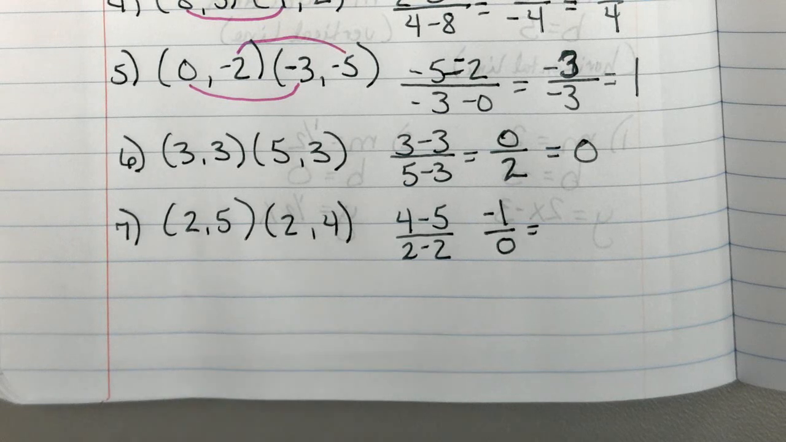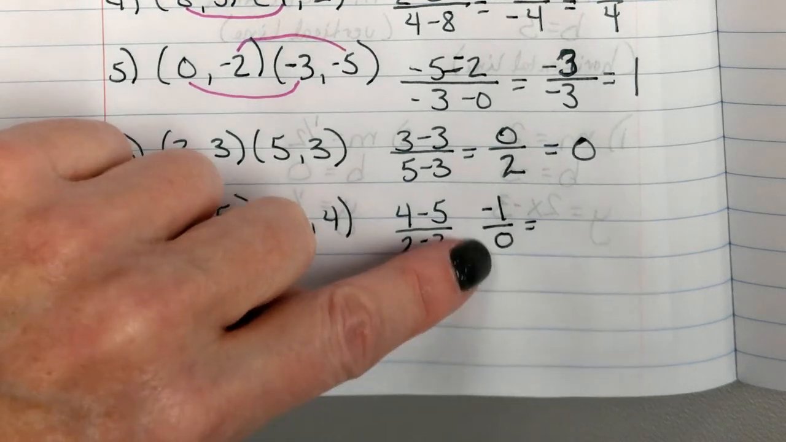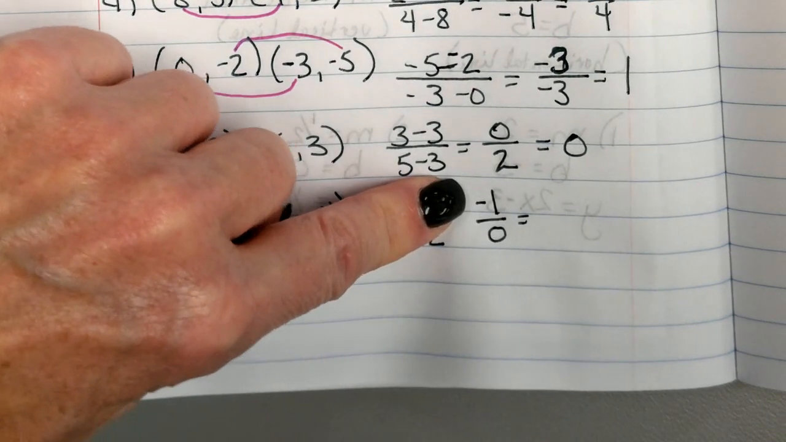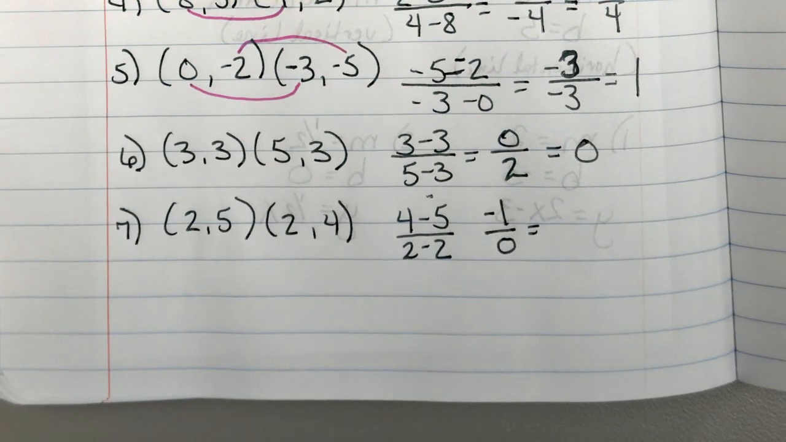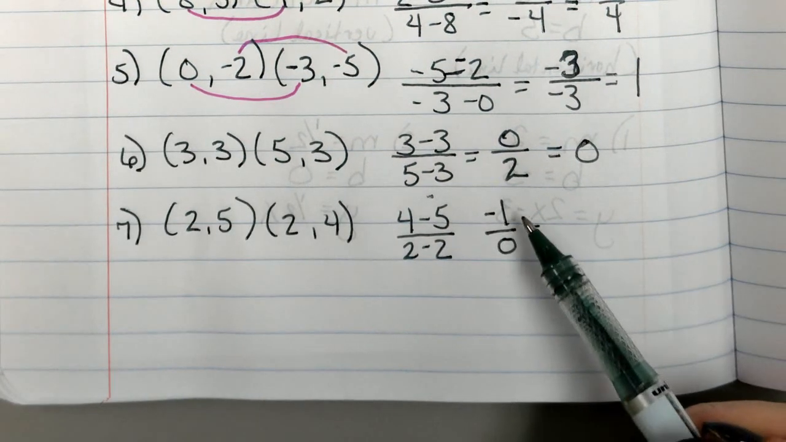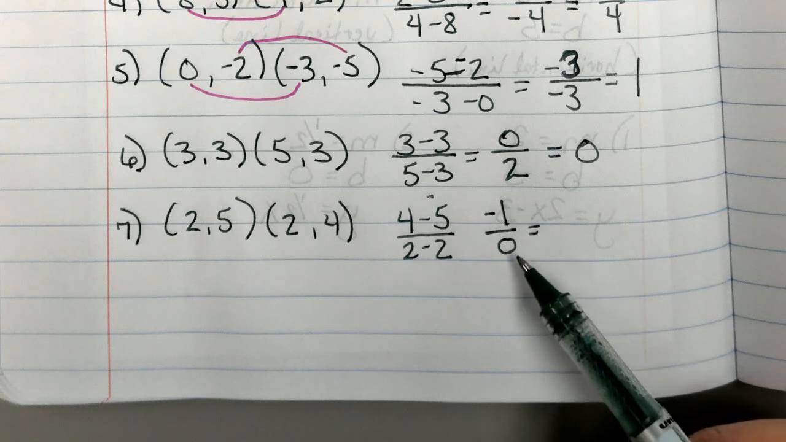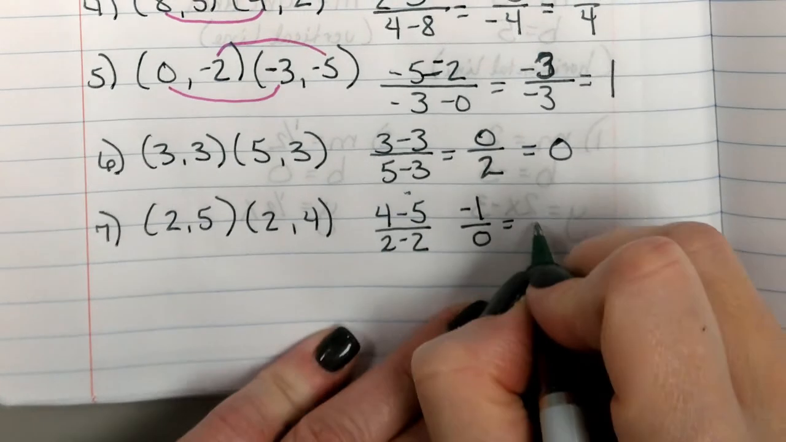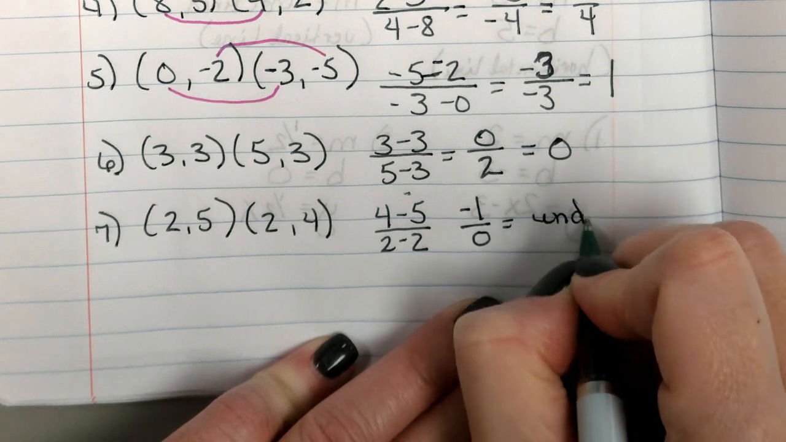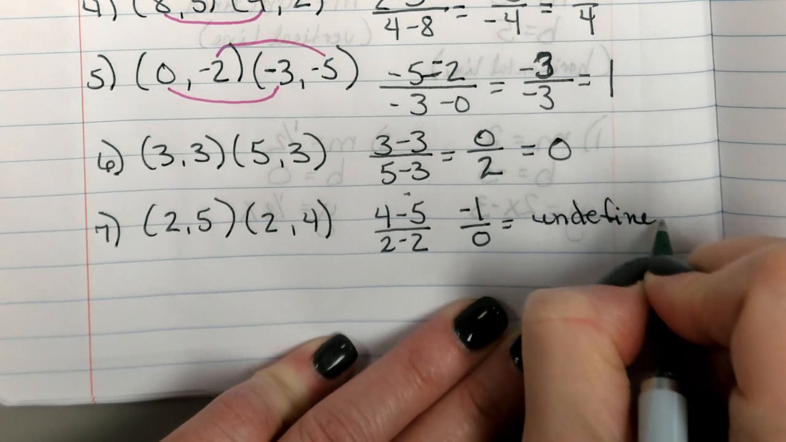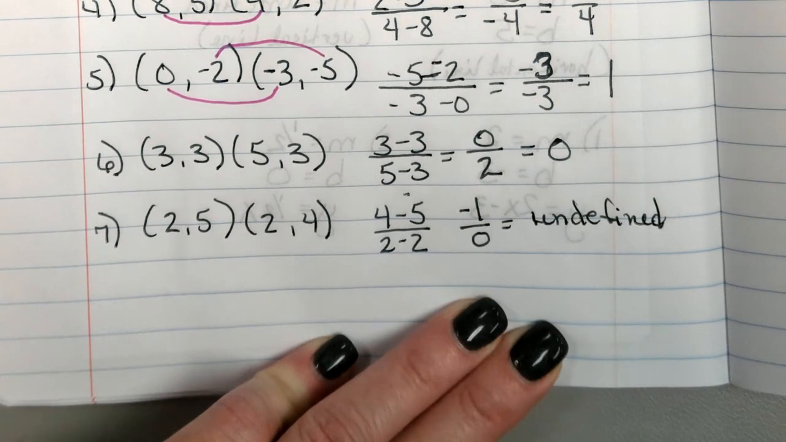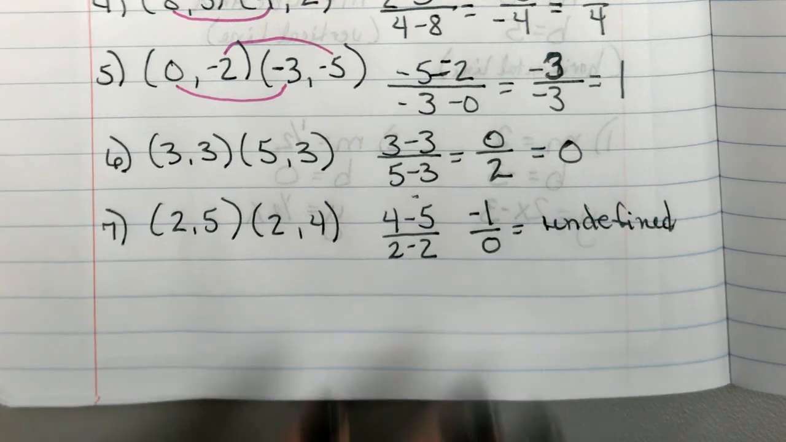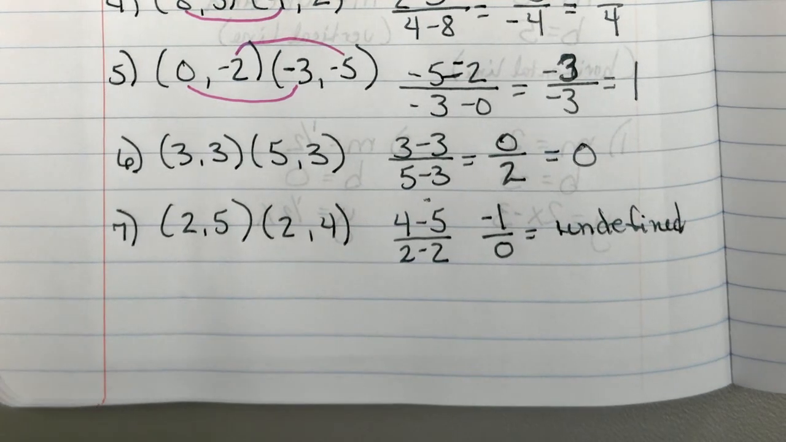This one is going to be undefined, because this one has no run, it only has rise. So all it does is this, okay? And if you actually put this in a calculator, negative 1 divided by 0, it would give you an error message, because the calculator can't give you the value of the slope of a vertical line, okay? So that we would have to write out as undefined. Okay. So I wanted to be sure I showed you the difference in those two. Okay.